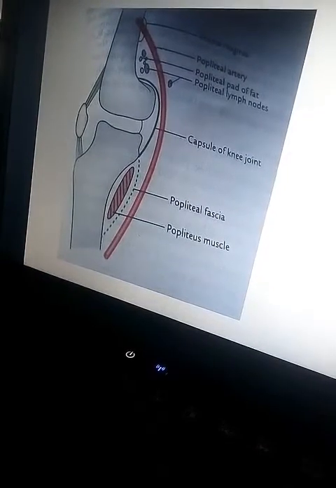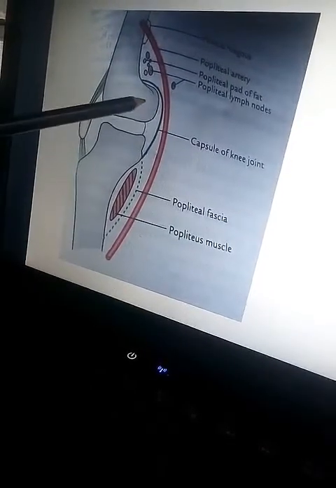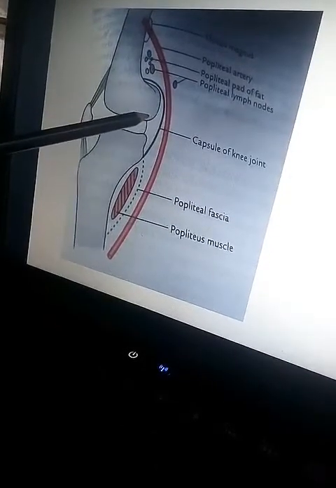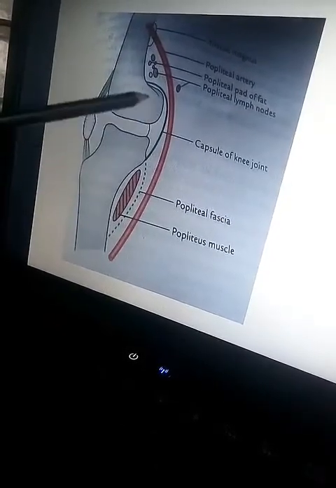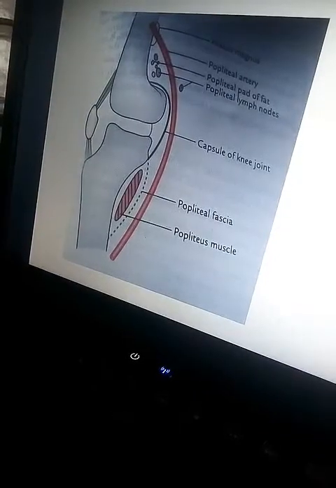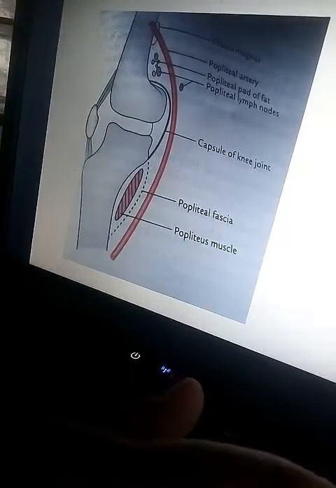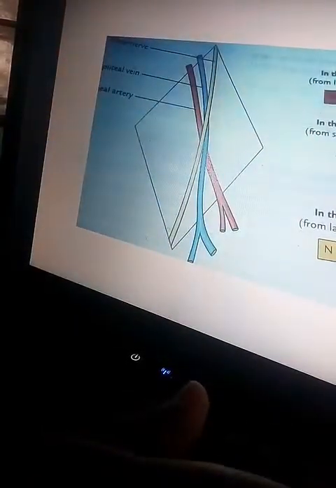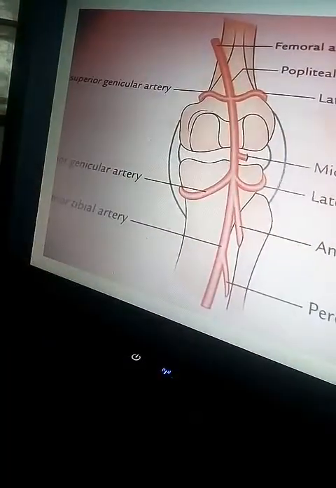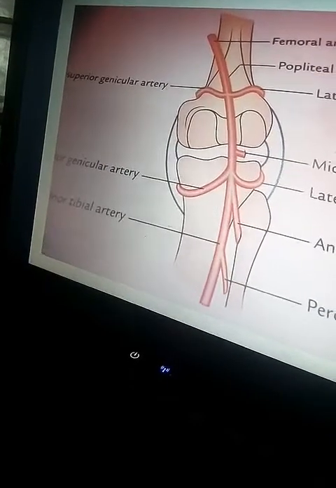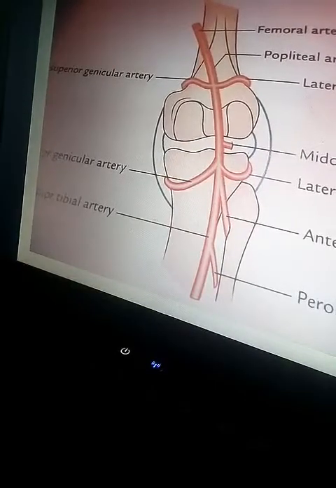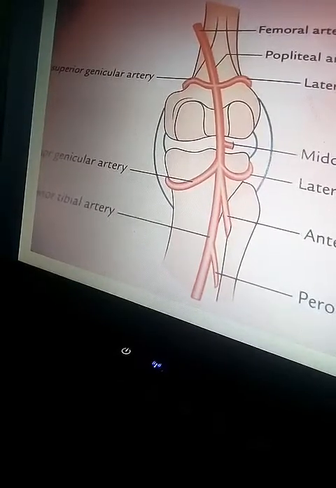And posterior relationship is the popliteal vein, tibial nerve, fascial roof, superficial fascia and skin. Now branches of the popliteal artery. They are divided into three groups: cutaneous, muscular and articular. Cutaneous branches pierce the roof and supply the overlying skin.